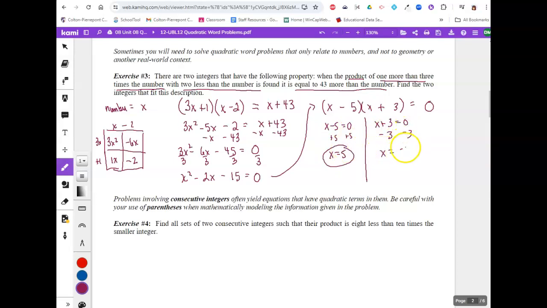And x is equal to negative 3. Okay, now it said to find the two integers. There's the two integers. It works for both of them. So we don't need to eliminate any of them.